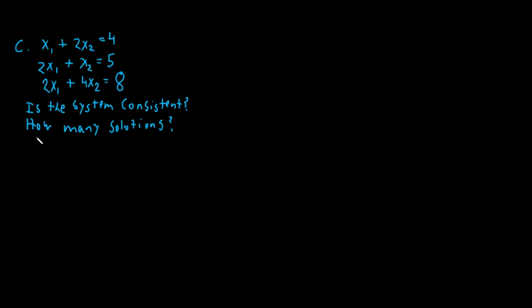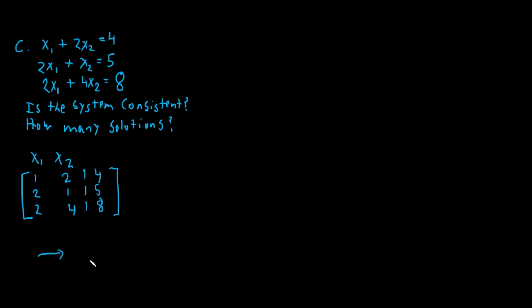So let's do that. The first column would represent x1, so 1, 2, 2. The second column would represent x2, so the coefficients of that would be 2, 1, 4. And the third column, which we augment or add on, would have the constant terms, so 4, 5, and 8. Now, we have to find the row-reduced echelon form of this matrix in order to tell whether it's consistent and how many solutions it has.